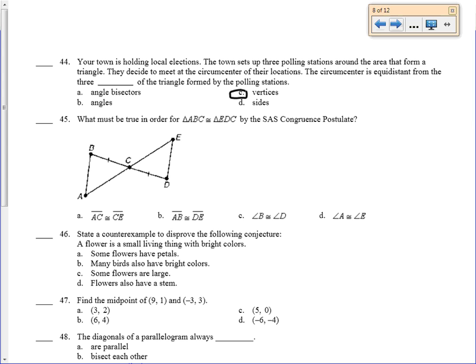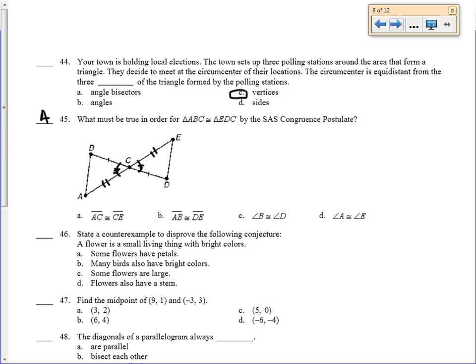And anyways, what must be true in order for side angle side? Well, if I've got a side, I know these two angles are vertical angles. So I need to somehow, if I'm going to get side angle side, can I get any side? No, it's got to be the one that makes up that angle. So the ones that make up that angle are AE and CE. So 45 is A.